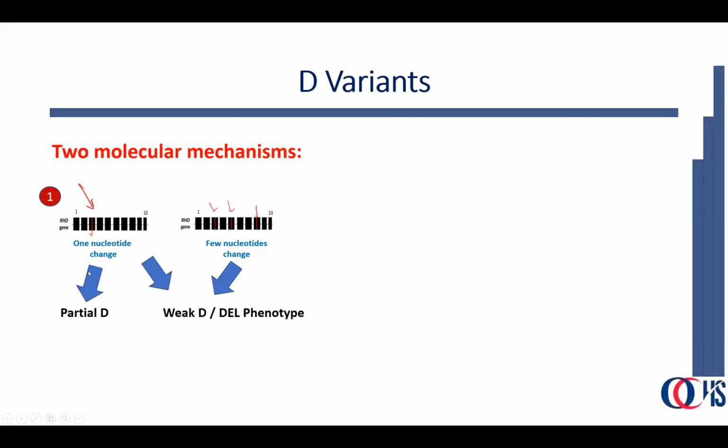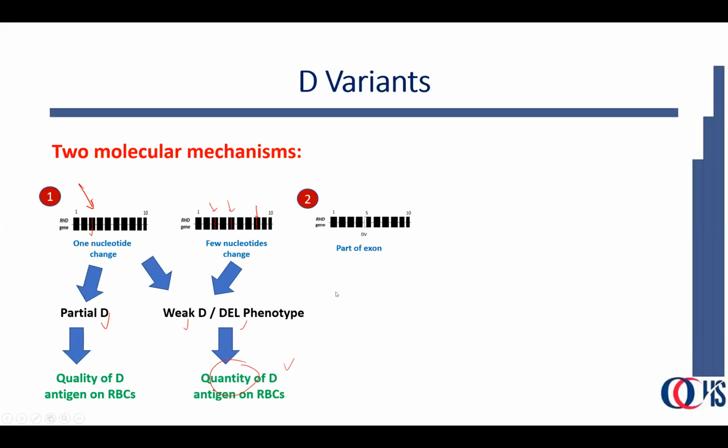All of these may give a partial D, a weak D, or a del phenotype as well. A partial D is going to affect the quality of the D antigen, so the epitopes of the D antigen will be affected. If we talk about weak D or del phenotype, these phenotypes affect the quantity; the number of D antigens will be less. So this is the first mechanism. Let's see the second mechanism.